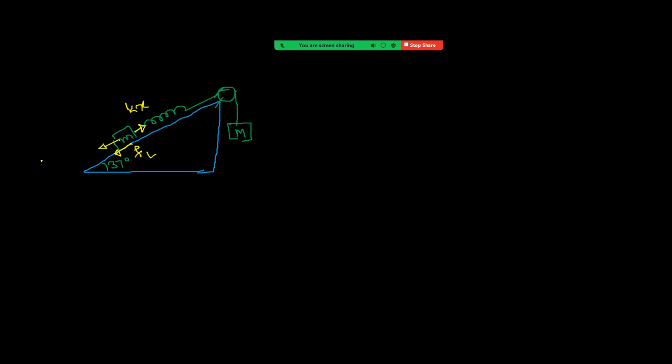And the weight component is now mg sin 37. So about to move, the condition is spring force is able to balance the weight component mg sin 37 plus limiting friction, mu into normal reaction. It's actually mu s into normal reaction, which is mg cos 37. This is now the condition.